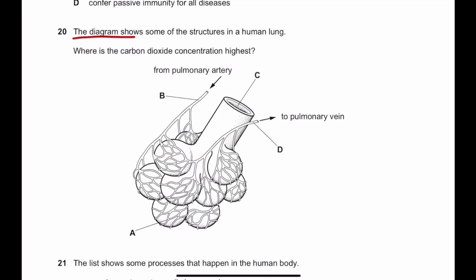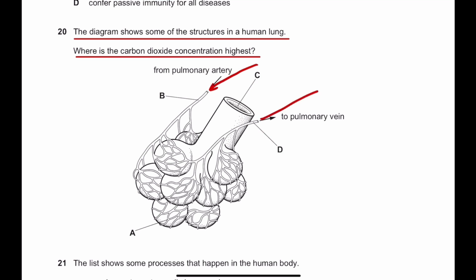Number 20. The diagram shows some of the structures in a human lung. Where is the carbon dioxide concentration highest? It looks like the blood is flowing from here and goes out through here. It says pulmonary artery. Pulmonary means lungs. Artery means the blood vessel that transports blood from the heart. So blood vessel B has blood from the heart that goes to the lungs.